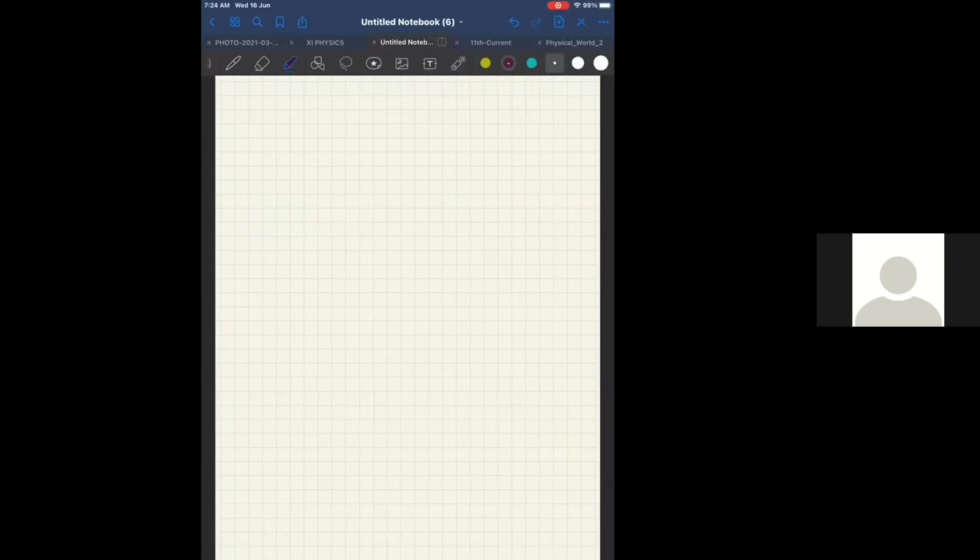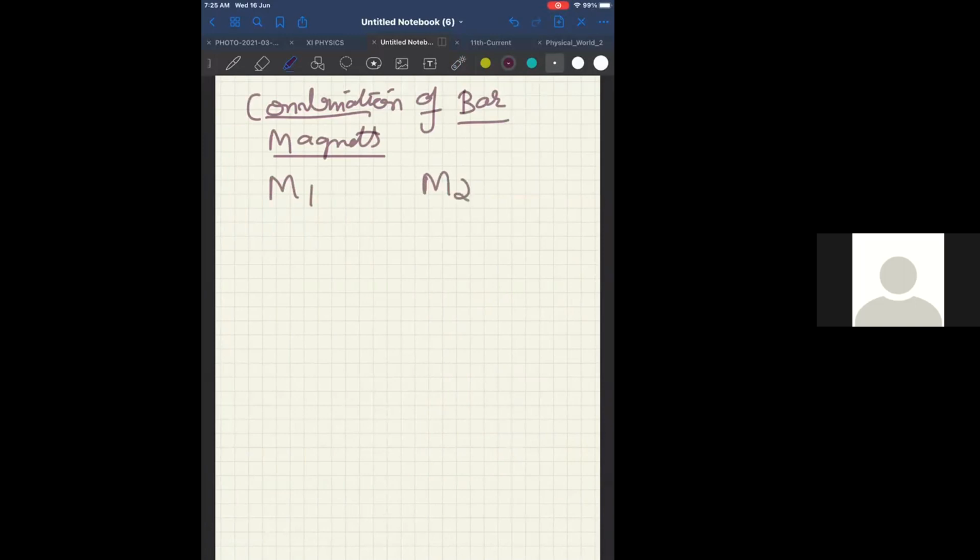Now, if you see point number 7, combination of bar magnets. Can you see your point 7? Combination of bar magnets. This is nothing but vectors. So if there are two magnets, one with magnetic moment M1, another one with magnetic moment M2, and they are placed at some angle theta. See the diagram, point number 7.